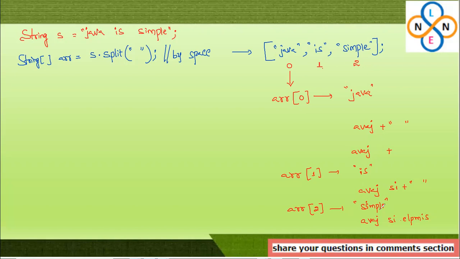So after this, do we need to add space? No, that's not our expected output, a space at the last, correct? So we should not add space at the last. When should we not add it? When we consider the last element of the array. That is where we should not add the space. So this is the concept behind this one, and it is easy to write the code. Let us do this.